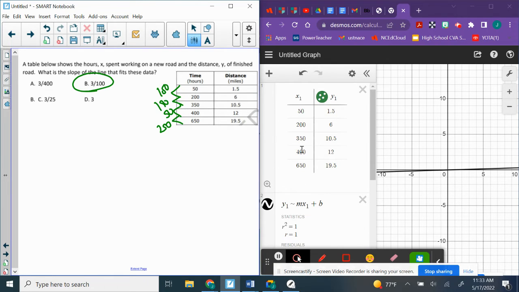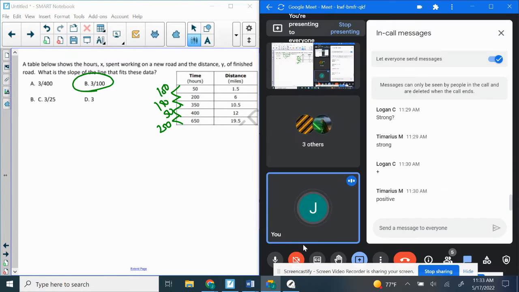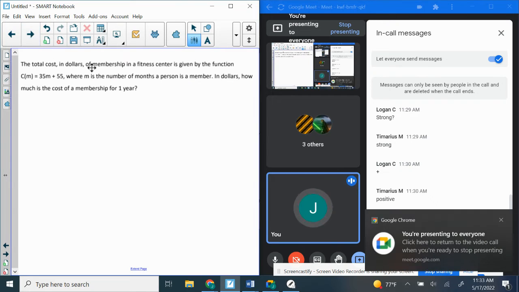And I cannot reiterate enough how important it is to remember to use Desmos when you can, because it is really easy and it'll give you a lot of answers and do all the things that you need it to do. And you do have access, it's embedded in your EOC in the calculator option of your EOC. Calculator active for sure.